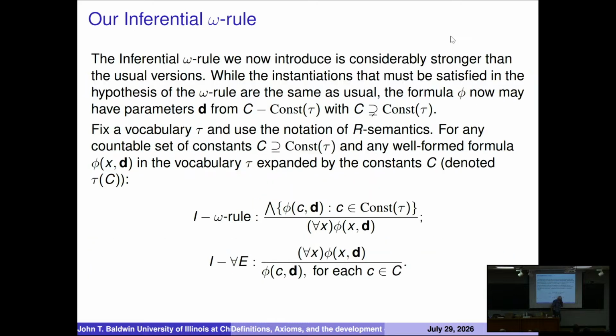Okay, so our inferential rule is the same, but we may have parameters d. When you've taken this bigger model, you've expanded the language, so you're allowed to have some constants beyond the ones that are fixed, right? The I omega rule says, if for something even with this additional constant, it's true for these standard constants, then you deduce for all x. And the universal elimination is the same as usual, but again, it allows that extra parameter.